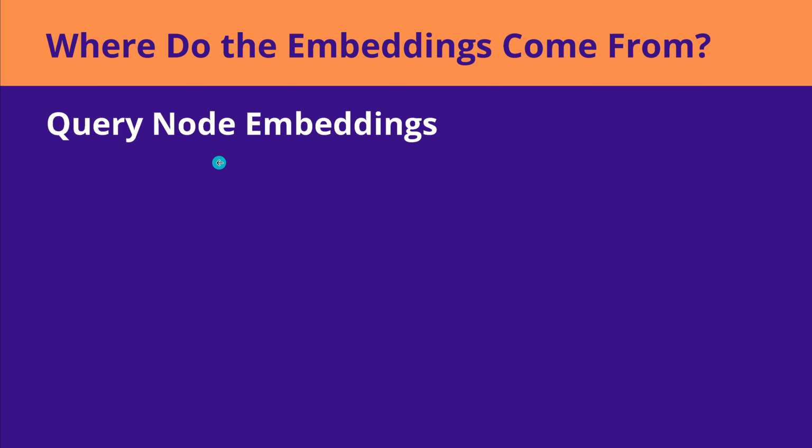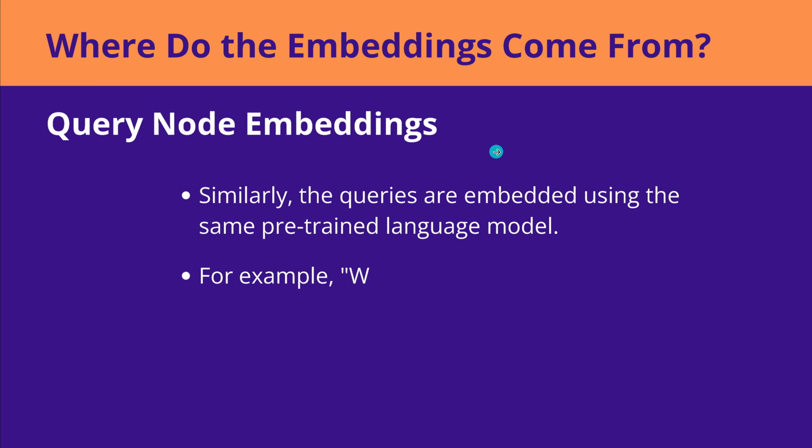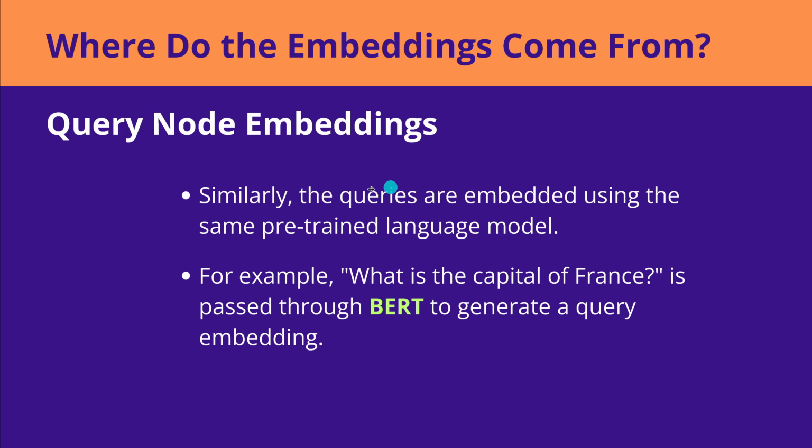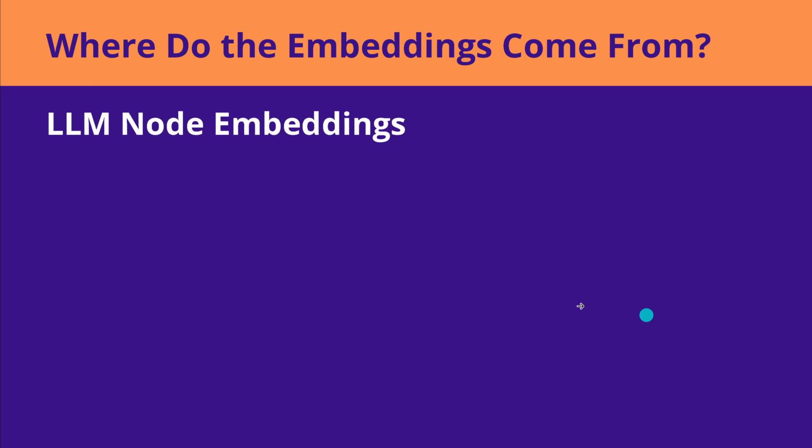Let's go to the query node embeddings. It is rather similar: embeddings using the same pre-trained BERT model. For example, "what is the capital of France?" is passed through BERT to generate a query embedding. And we get a new vector. And then the LLM node embedding, now you know it.